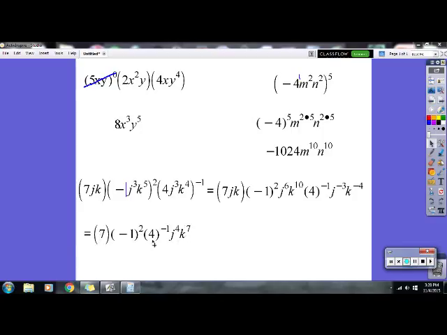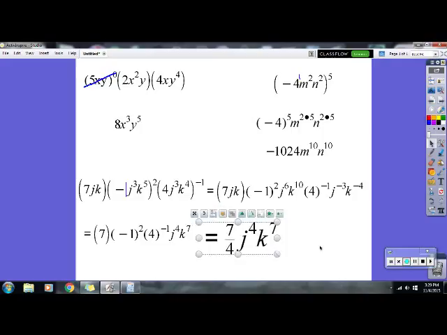And so now all I have to do, because I have no repeat bases, is work with the 7, the -1 squared, and the 4 to the -1. Well, -1 squared means -1 times -1, which is +1. So 7 times +1 is just 7. And then this is 4 to the -1, which I mentioned earlier would be equivalent to 1 over 4, because remember, when the exponent's negative, cross the line, change the sign. This would be rewritten as 1/4 to make the exponent positive. And so 7 times 1/4 is 7/4. And so your final simplified expression would be 7/4 times j to the 4th times k to the 7th.